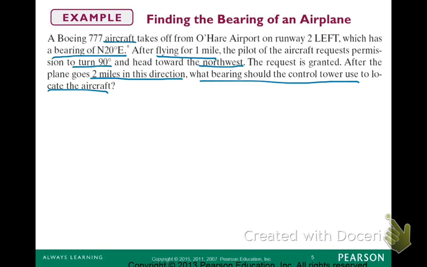All right, draw your XY axis. Now, draw your north 20 east bearing. And the pilot went how far again on this one? 1 mile.